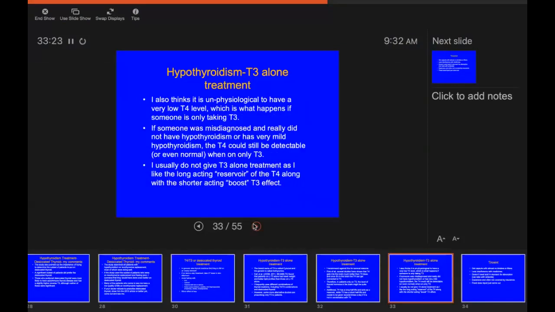I don't think it's good to have a hormone that your body makes, that should be normal, be suppressed like that. If people are misdiagnosed, and they didn't have hypothyroidism at all, their T4 could be low normal on it because their own thyroid's working. So again, I like this reservoir effect of the T4 along with the short-acting boost effect of the T3.